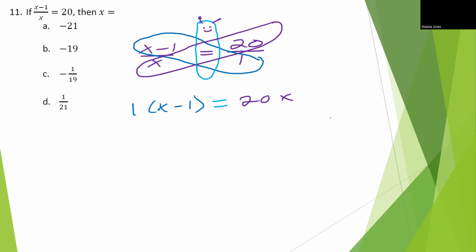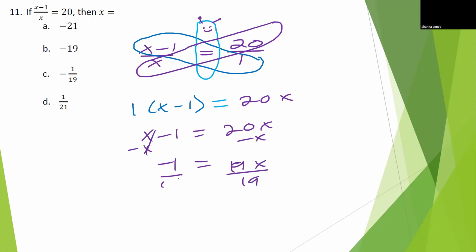Do we see how it's no longer a fraction? And can we easily solve this? Yes, we get x minus 1 equals 20x. So we're going to subtract our x. And we're left with negative 1 equals 19x. And then we divide by 19. And therefore, x equals negative 1 over 19.